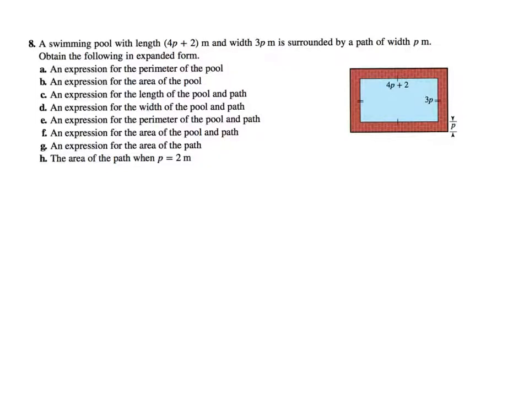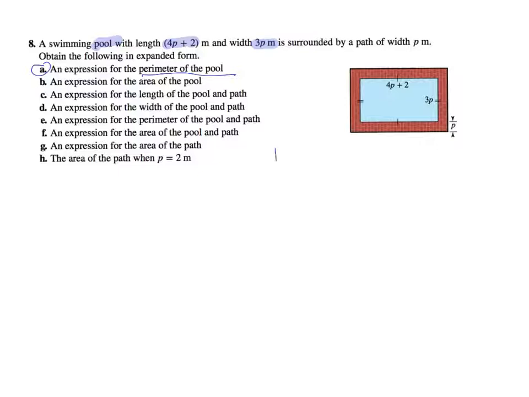Okay, a swimming pool of length 4p plus 2 and a width of 3p meters is surrounded by a path that is p meters wide. So obtain the following in expanded form. So let's look at the first question. They want an expression for the perimeter of the pool.